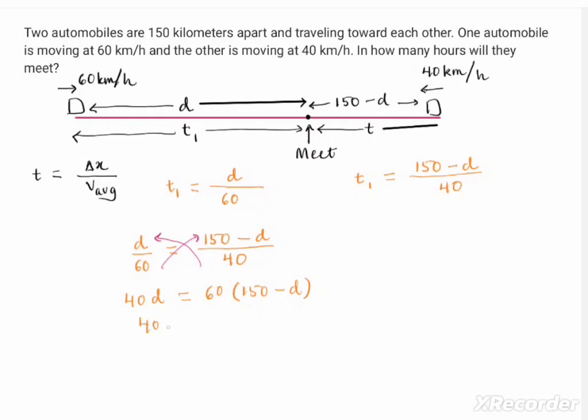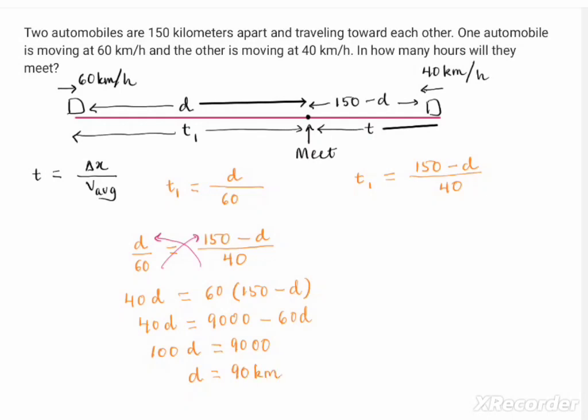So we have 40d equals 60 times 150, which is 9,000, then minus 60d. So if we take the minus 60d to the left hand side, we have 100d equals 9,000, and that gives us d equals 9,000 divided by 100, which is 90 kilometers.